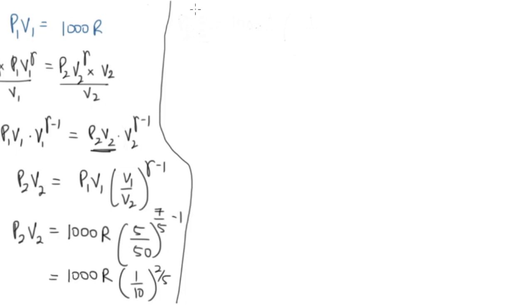Now next I have to find out the work done. Work done was P2V2 minus P1V1, or I can take the minus outside and write it as P1V1 minus P2V2 divided by gamma minus 1. So that's what I can do. I'll put in the values of everything.